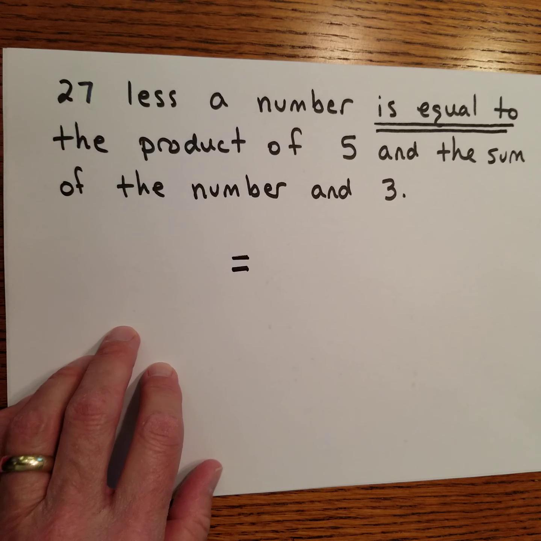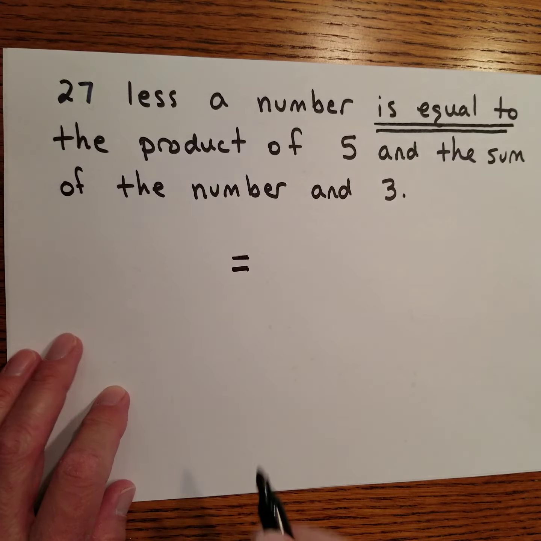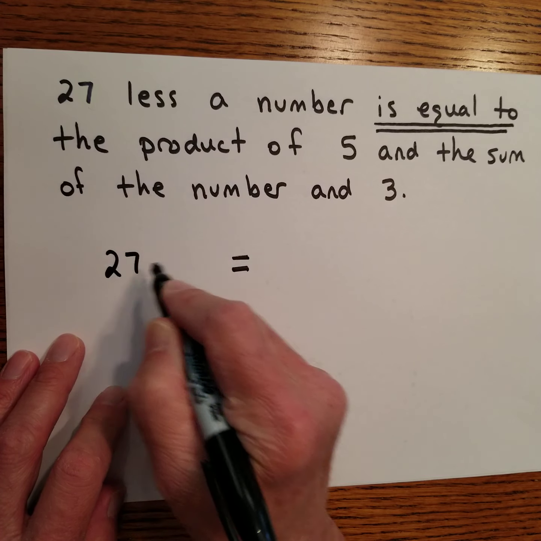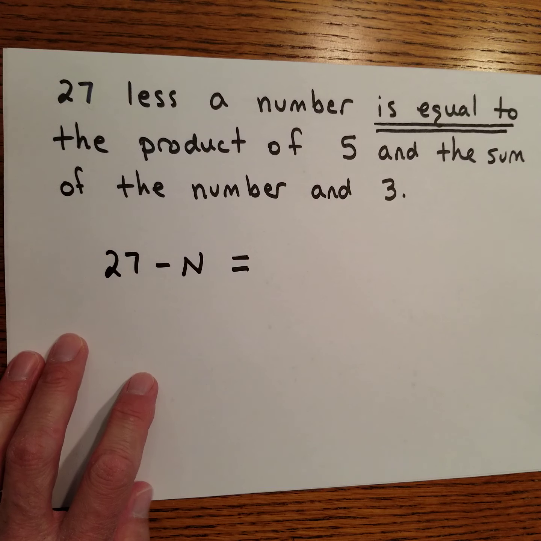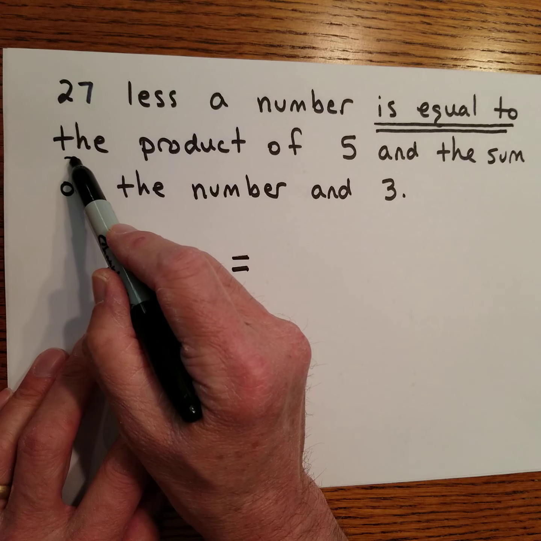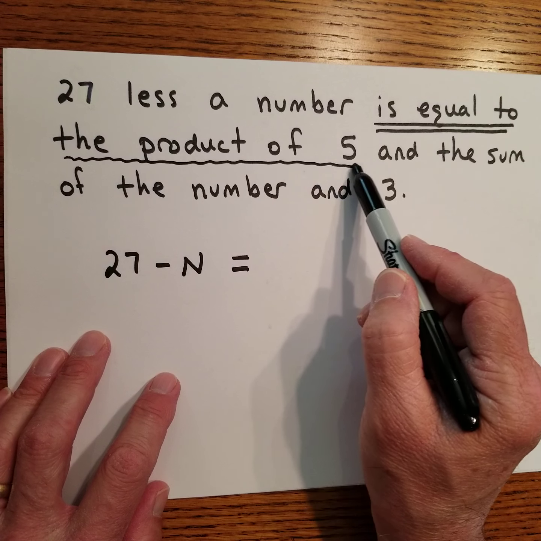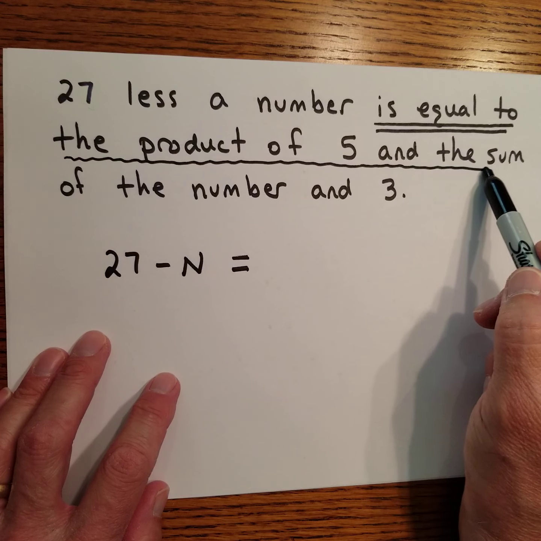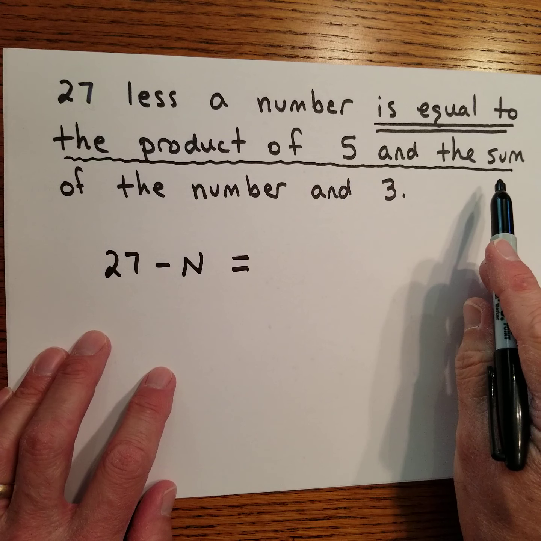Now, what comes before the equal sign? 27 less a number. What comes after the equal sign? Read carefully. See if you can spot the phrase that tips us off that we need parentheses. The product of 5 and the sum. Stop there.